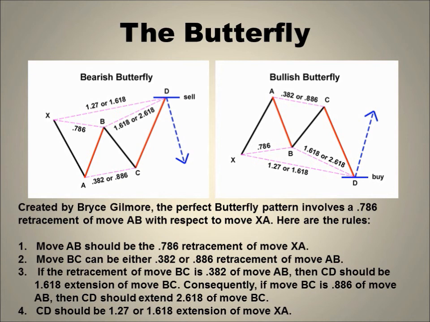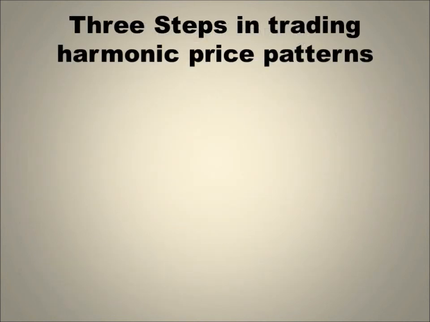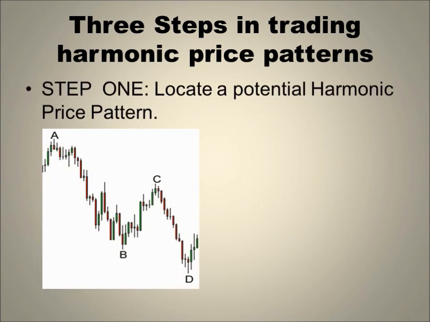Move XA should be below 0.786 on the retracement. And also BC can either be at the 0.382 or the 0.886 retracement. And also, if the retracement of move BC is 0.382 of move AB, then CD should be a 1.618 extension of move BC. So again, the only difference between these patterns is just the amount of retracement and the amount of extensions.